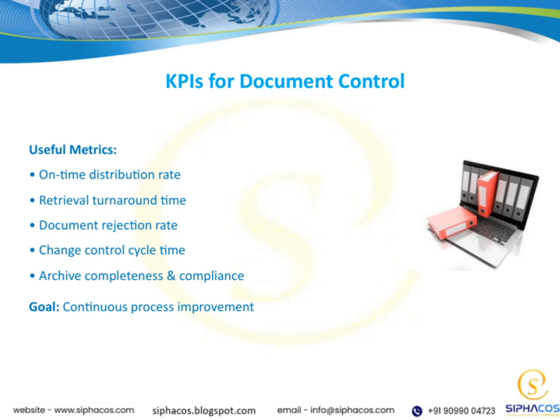All of these metrics serve a common goal: continuous process improvement. By regularly monitoring these KPIs, we can identify areas for enhancement, streamline our workflows, and ensure our document control processes support the overall efficiency and compliance of our organization. This approach keeps us moving forward and aligned with our strategic objectives.